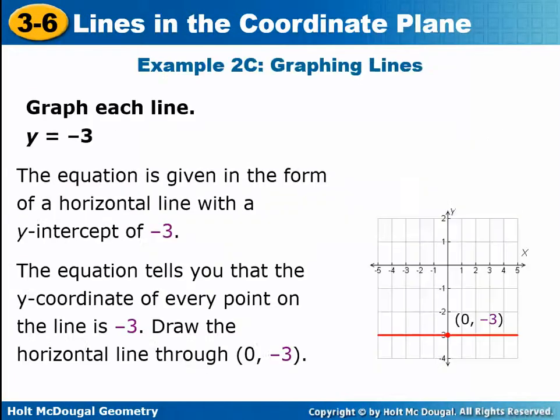If it was x equals, let's just do x equals 1, then it means that no matter what y is, x is always going to be 1. So you would just draw a straight line. All of these points would be on that line, and this would be x equals 1.